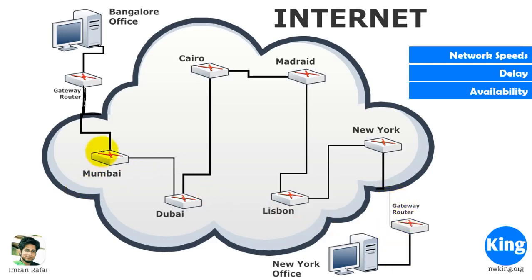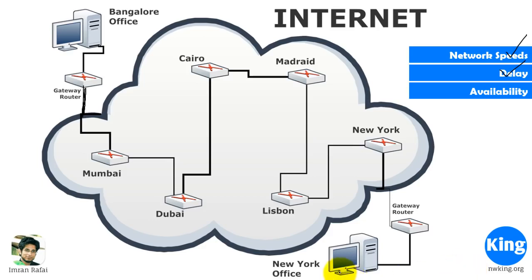This is not the exact data flow from Bangalore to New York. I'm just giving an example. It need not always go via Dubai and Cairo. Maybe it goes through some other location. But basically, the data packet flows from one location to another location to another. So like I said, the speed always depends on the different link speeds that you have in between. Again, there's another critical factor, which is delay.